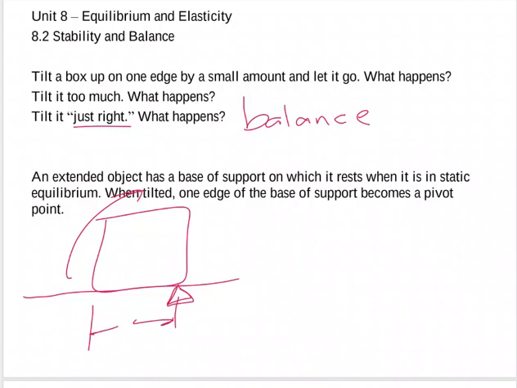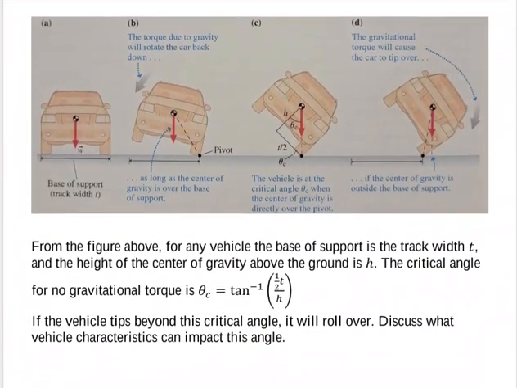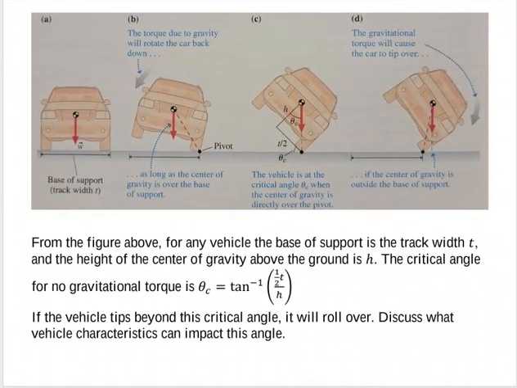As I tip it up more and more, the base of support length becomes just that single pivot. So what we're talking about is this base of support and what is happening. If we use a car now instead of this box, we have a track width. The car has this width, and the center of mass is over the top of that track width, which we're calling T. We have the weight down at the center of mass, and a torque due to gravity. The pivot sits here, like the picture I drew before.